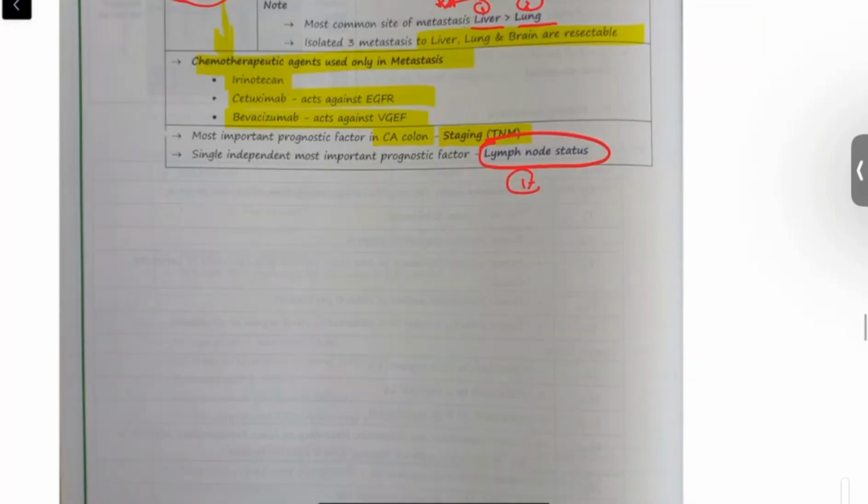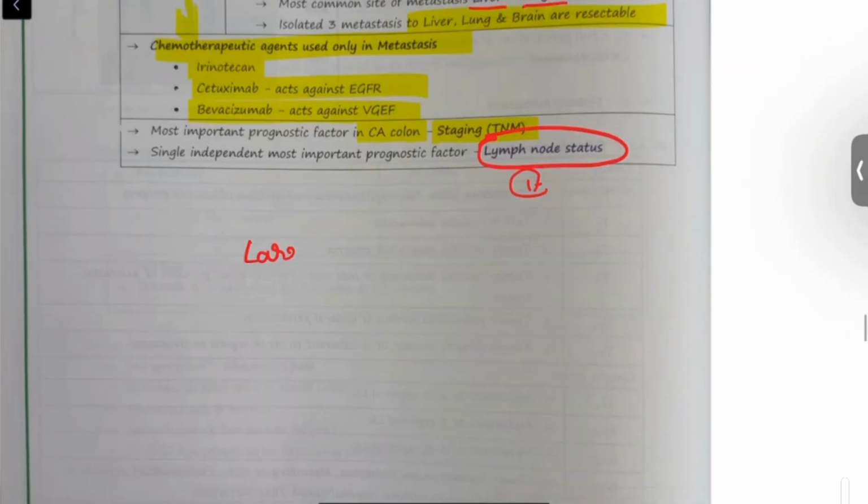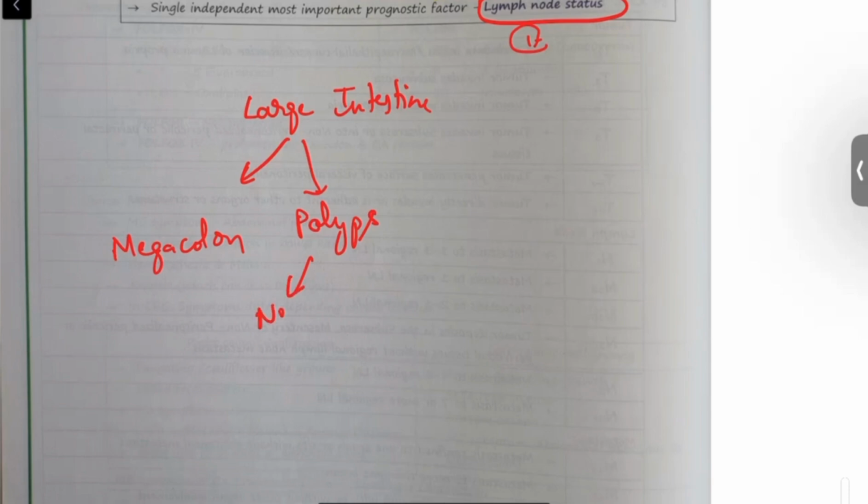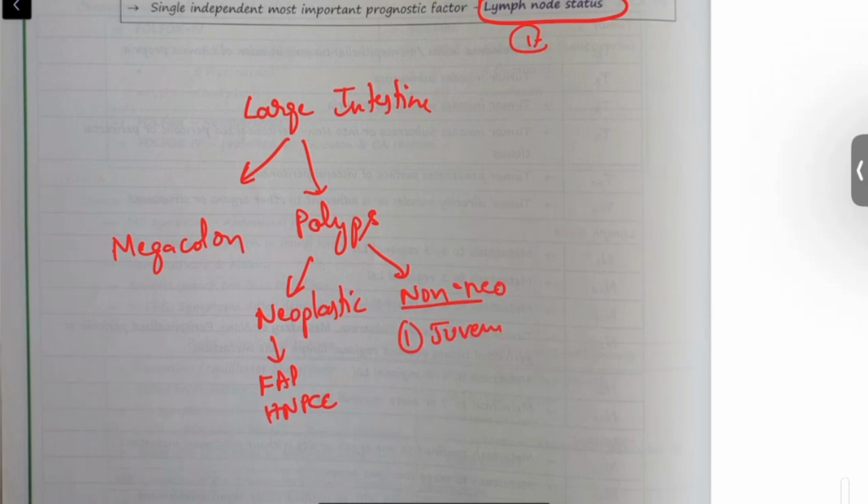So okay, this brings us to the end of the large intestine. In the large intestine we have mainly discussed 4 pathologies. One, megacolon or Hirschsprung's disease. After that we started discussing polyps. In neoplastic polyps we have discussed 2 associated syndromes, FAP and HNPCC. In non-neoplastic polyps we have discussed juvenile polyp, PJ syndrome and inflammatory polyp. Okay, after this we discussed CA colon.